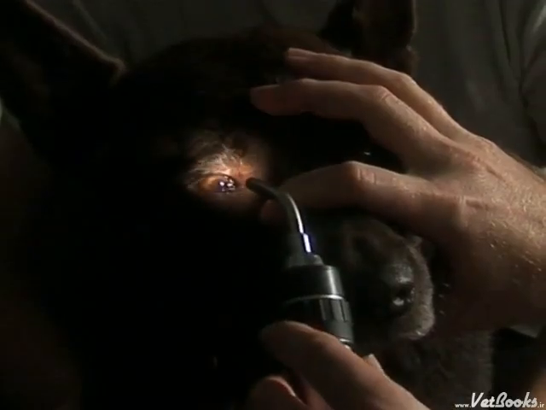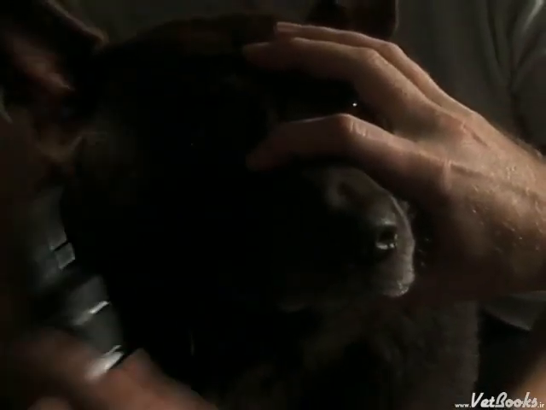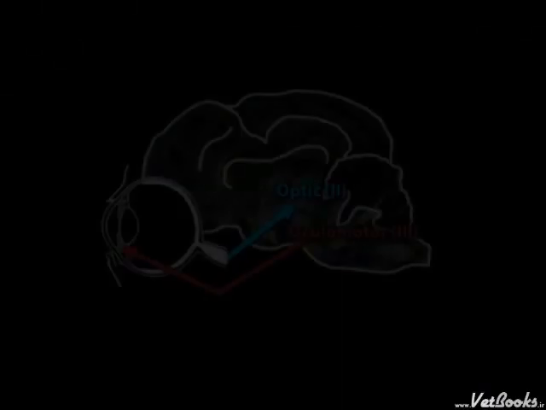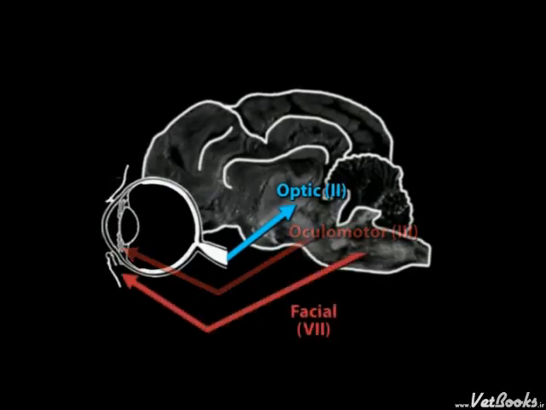Animals don't always dazzle well, so the results are more subjective than for the pupillary light reflex. Nevertheless, the test can still be informative. For example, if an abnormal pupillary light reflex is caused by an efferent lesion, there may still be a dazzle response.